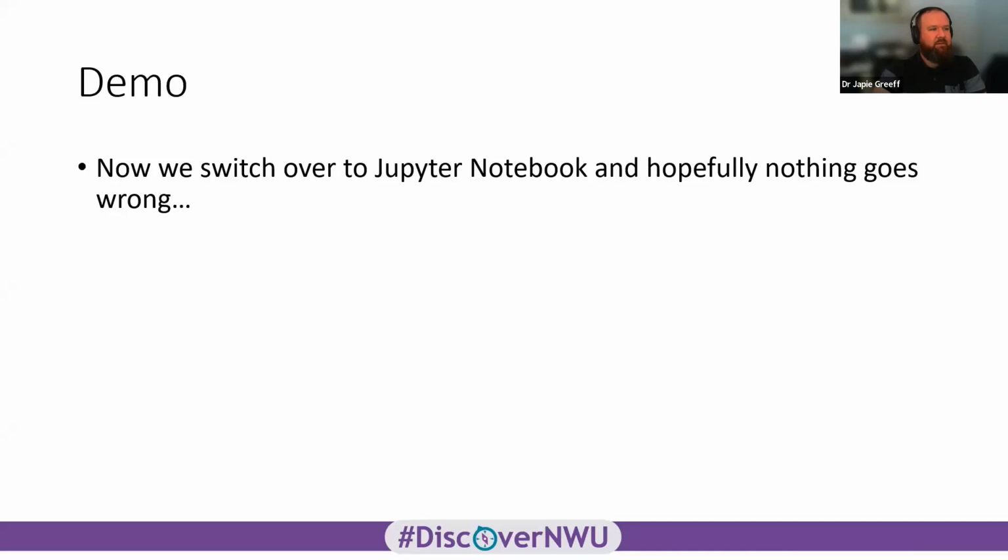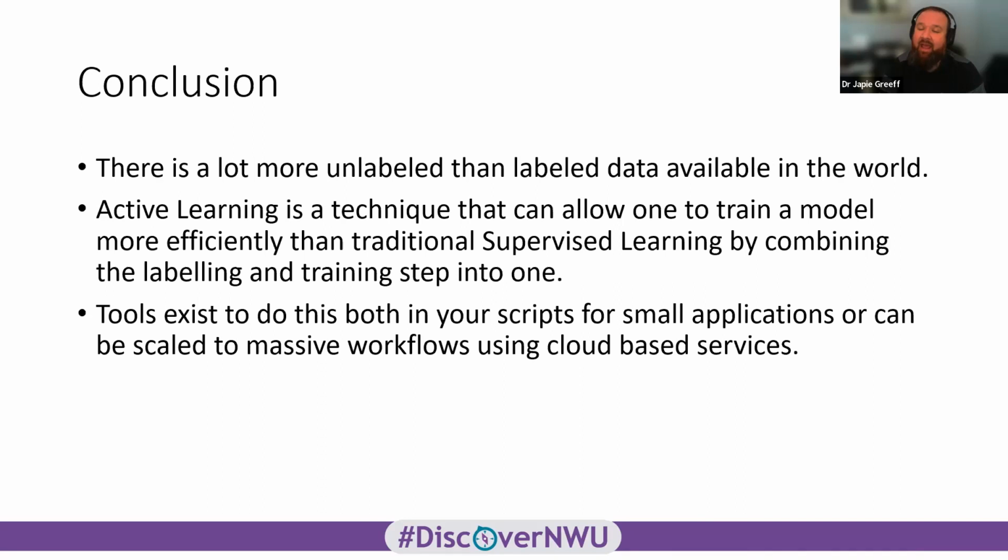So as we see in our Jupyter notebook, nothing went wrong, fortunately, but we had a lot more unlabeled data than we had labeled data. And as we trained the model by selecting the different labels, we could see that the accuracy went up over time. Okay. So this is a great technique that we can use to train a model much more efficiently than what we would be able to do with traditional supervised learning, because we can combine the label and the training of the model into one step. So you don't have to go through this whole long process of labeling everything before you start with a model. You can label a part of it, start the model, and then go from there.